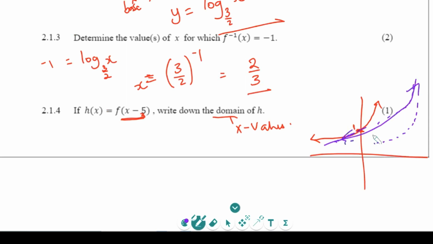However much you shift this graph horizontally, nothing is going to change about the x values. So the x values for this will be all the real numbers. So x is an element of real numbers, which means all the x values, whether positive or negative, will satisfy that graph. That is 2.1.4.